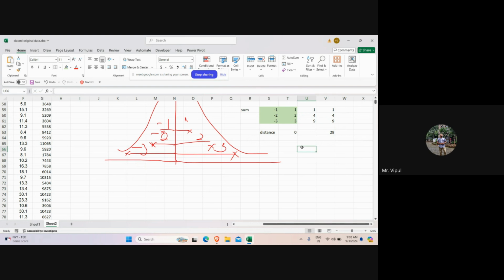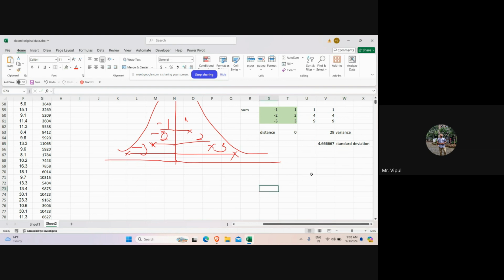So for this, we take the average. It is the average square distance of each data point with respect to the mean. So the variance is 28, and this is known as standard deviation, which is the square root of variance.